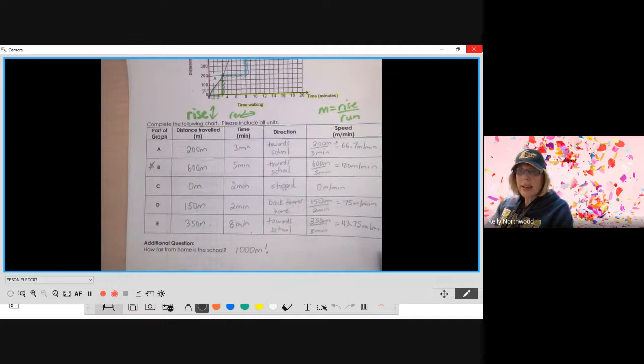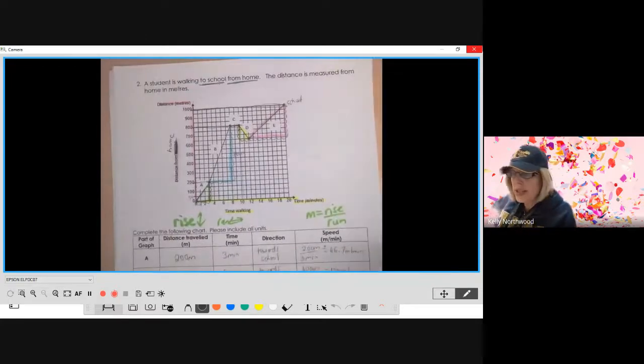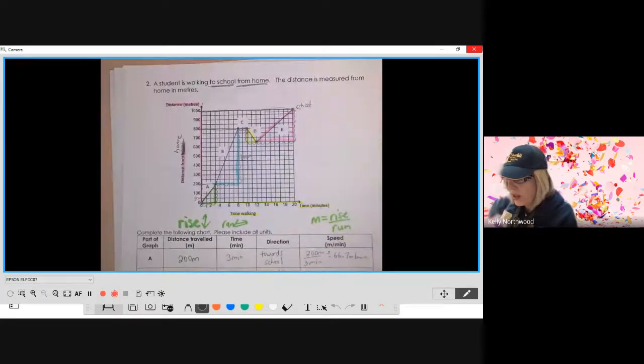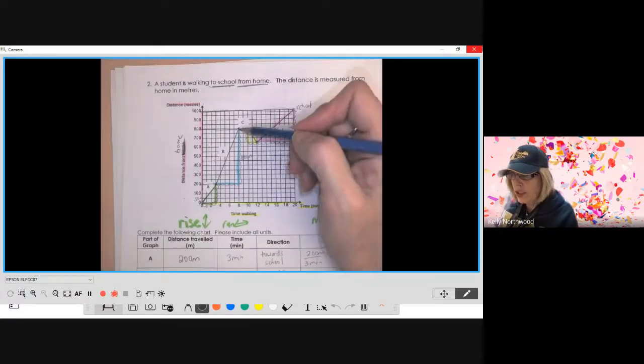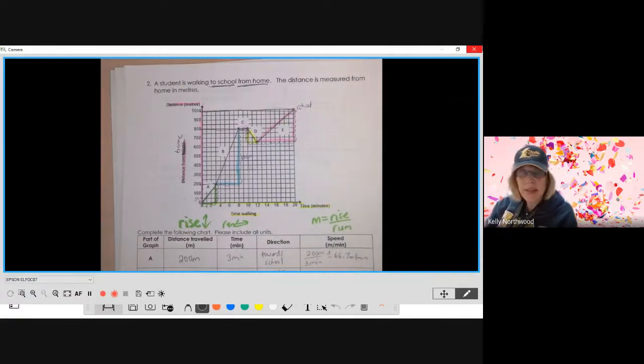And there should be lots of things you can check from the graph. Like your steepest part, so part B looks steepest to me. It should be our highest speed, and it is. We should always check that for the flat parts, we have 0 for speed.